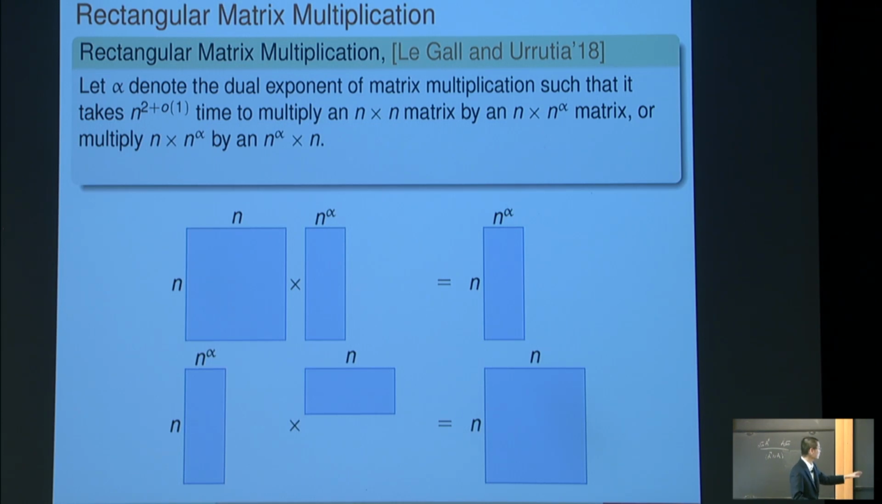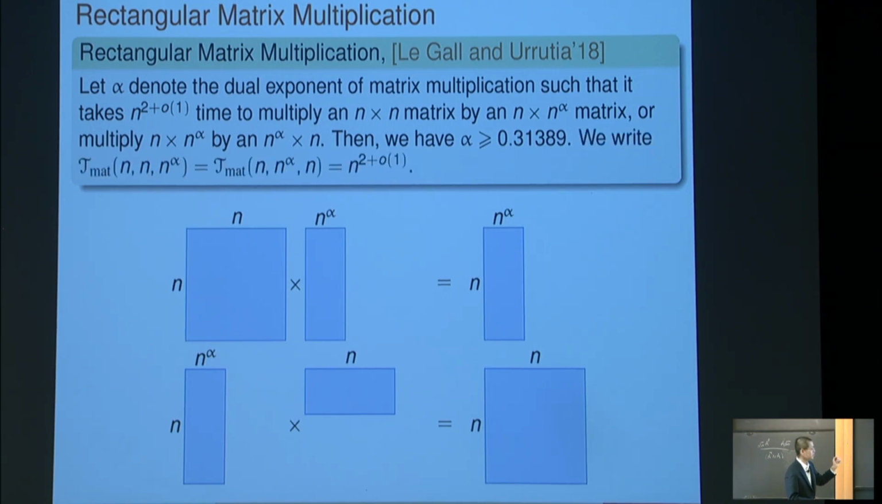And more surprising, even if you want to output a square matrix, this still takes n squared plus o(1) time. I asked George Elmo, he's saying this only depends on rank. That's why these two are equivalent. And as far as we know, alpha is 0.3701, and we can write it this way.